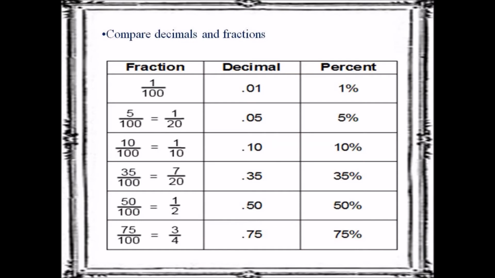Compare decimals and fractions. Fraction, decimal and percent. Now 1 by 100 is 0.01. 5 by 100 is equal to 1 by 20, which is equal to 0.05. 10 by 100 will be 1 by 10, which is 0.10. 35 by 100 will be 7 by 20, 0.35. 50 by 100 is going to be 1 by 2, 0.50. 75 by 100 will be 3 by 4. So the fraction will be 0.75.